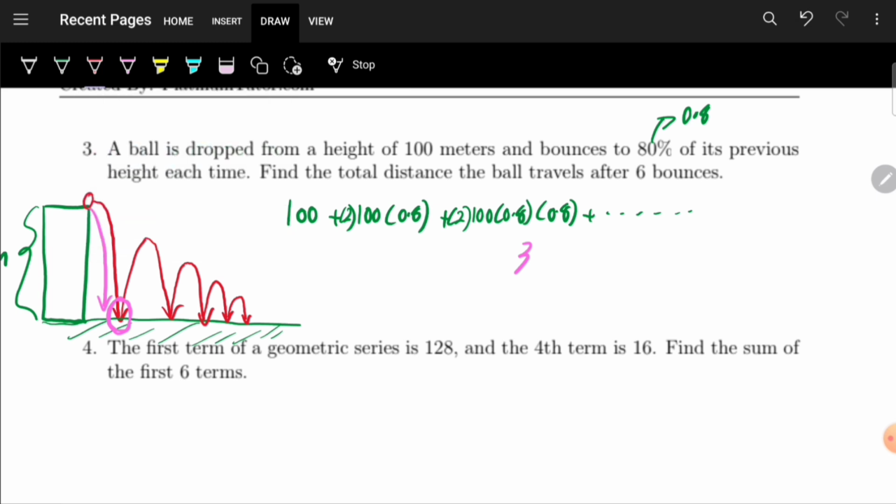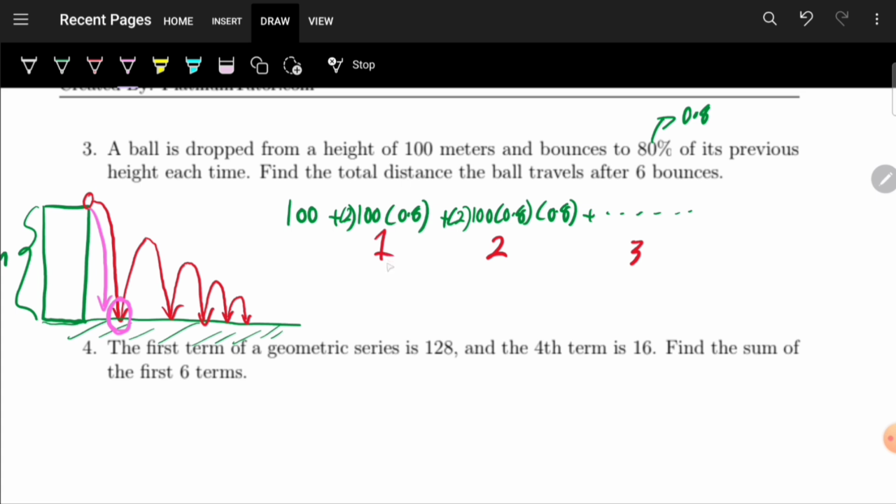Now, this is a geometric series, right? We can see that the common ratio is 0.8. We don't count the 2 because the 2 is common. It's the same. It doesn't change from term to term. What changes is this factor of 0.8. So the common ratio is 0.8. And like I said, I'm going to add in the 100 at the end. So I'll call this term 1, I'll call this term 2, and the next one will be term 3.